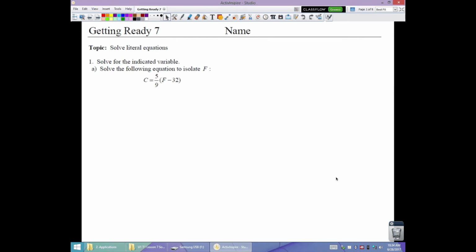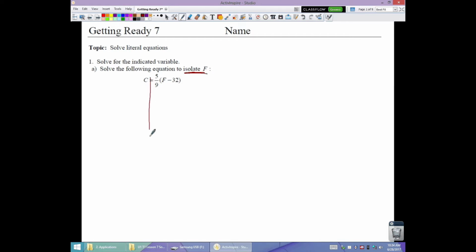Okay, so getting ready 7. We are once again working with literal equations. So we will be choosing one variable out of an equation that has 2 or 3 or 4 variables and isolate that chosen variable. So in number 1a, we have the Celsius to Fahrenheit equation, and we are trying to isolate to solve for the variable F.